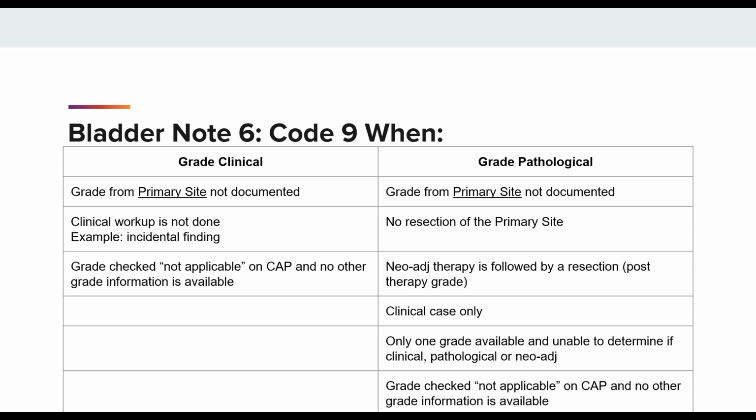An unknown pathological grade would be assigned if there is no resection of the primary site, meaning no cystectomy or partial cystectomy, or if it's a clinical case only. A grade pathological code 9 is assigned if the patient receives neoadjuvant therapy followed by a resection. That would then be a post-therapy grade. Along with, if only one grade is available and you're unable to determine what time frame. Similar to grade clinical, if grade is checked as NA on the CAP protocol and no other grade information is available, then you would assign a code 9, which is unknown, for grade pathological as well.